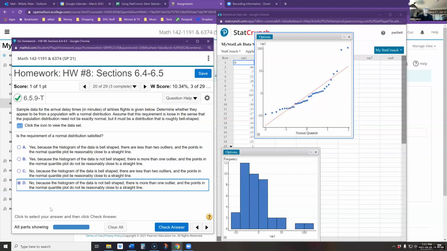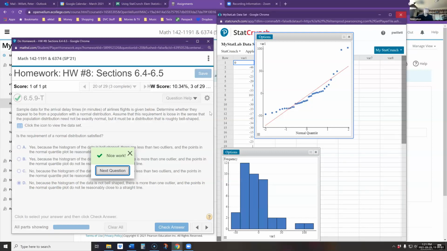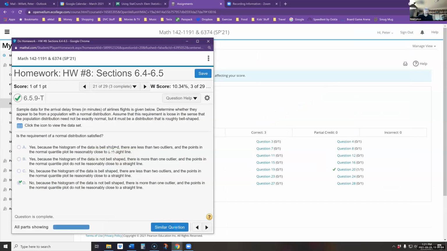But let's read it through. No, because the histogram of the data is not bell-shaped. It's not, it's skewed. It's not symmetric. There is more than 1 outlier. These don't have to all be requirements, but it looks like there are. And the points in the normal quantile plot do not lie reasonably close to a straight line. You don't need to have all of these conditions met. Any one of these conditions could indicate it's not from a normally distributed set. Okay, let's move on to the next question.